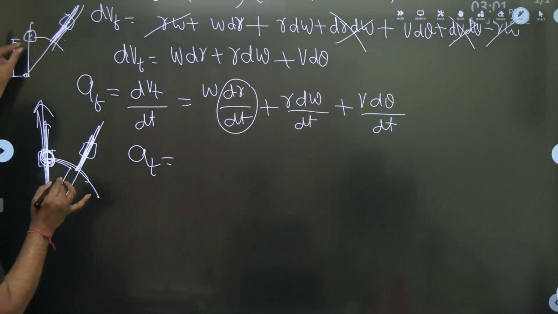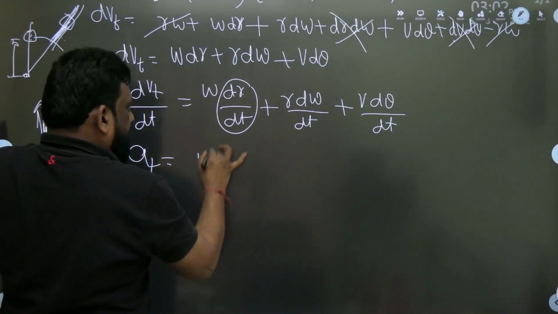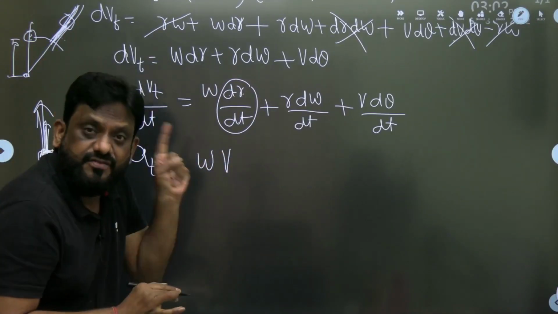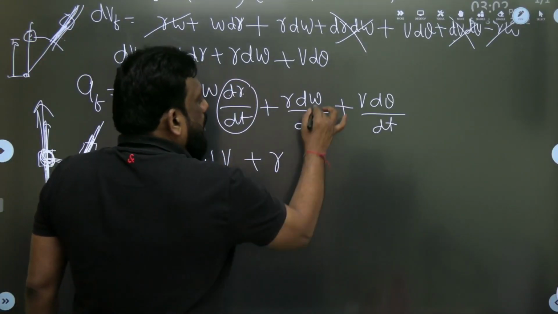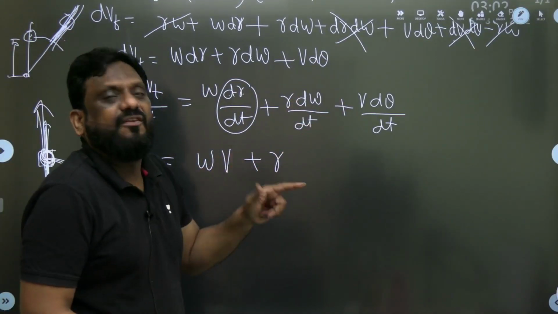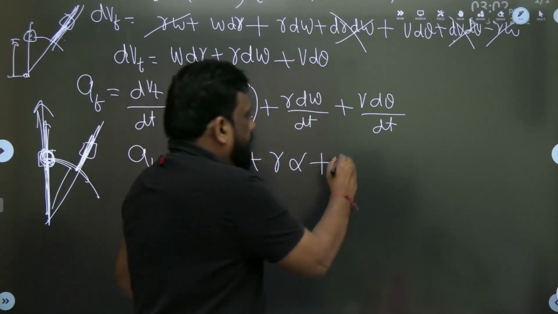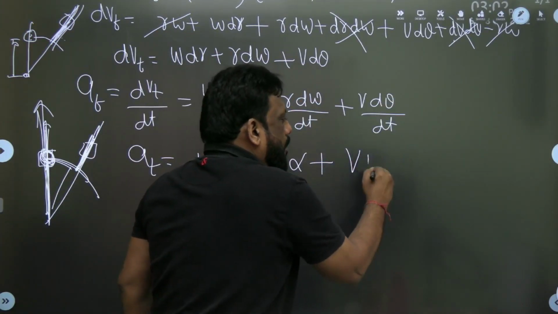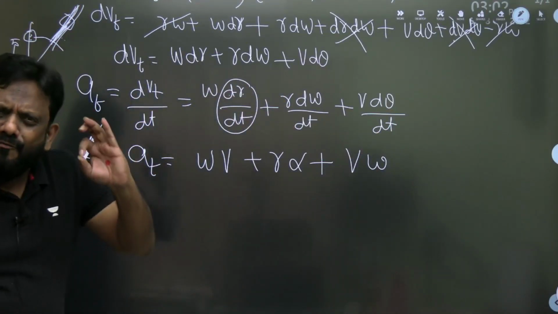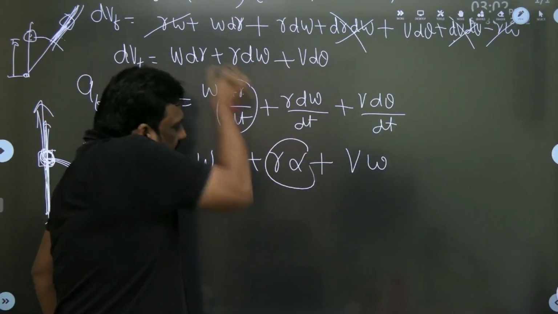Who is sliding? The slider is sliding with respect to this link, so omega dr by dt is velocity of sliding. I write v is velocity of sliding, plus r. What is d omega by dt? And you know very well, d omega by dt is alpha, rate of change of angular velocity is alpha, plus v. What is d theta by dt? Omega. What is rate of change of angle? Omega.